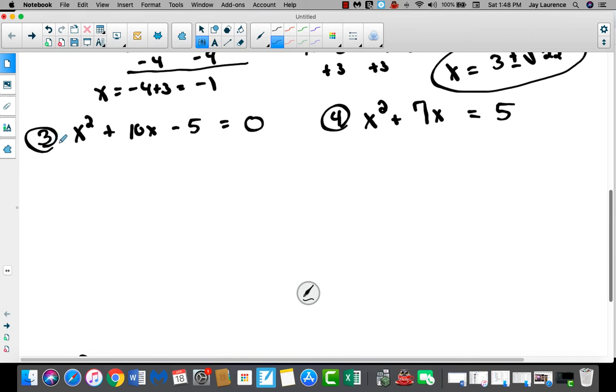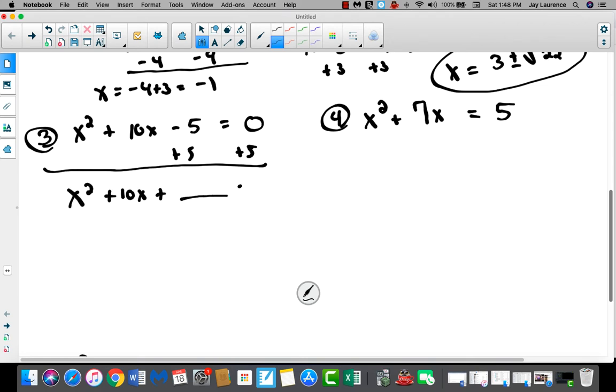A is 1. I'm going to add 5 to both sides, and so I will end up with x squared plus 10x plus blank, and that's going to equal 5 plus blank. Alright. Half of 10 is 5. 5 squared is 25. I'll add 25 to both sides. So I will factor the left-hand side because now it is a perfect square trinomial.